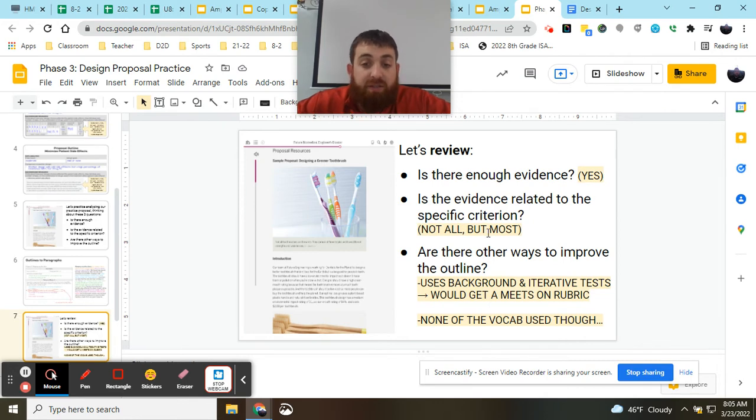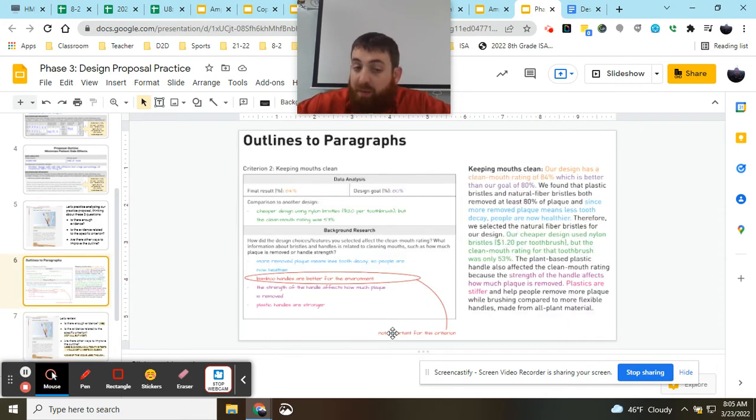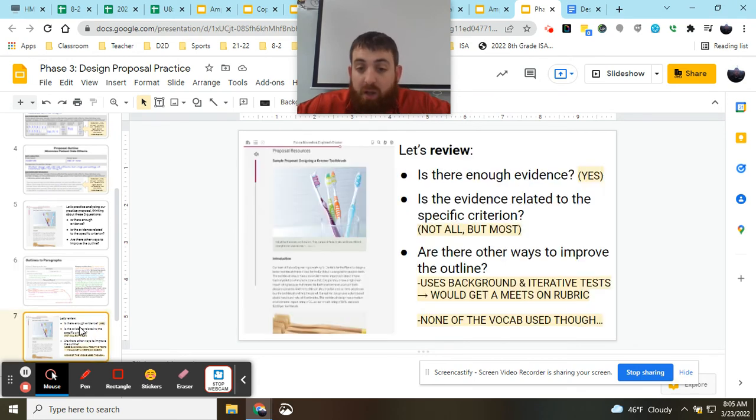Is the evidence related to the specific criteria? Not all of it, but most. So that red part there, they would have to leave out. They'd have to look at it and say, okay, this has nothing to do with my clean mouth criteria. So if you're pulling in information about the resistance level, but then you start talking about the cost, if the two don't relate, it shouldn't be in this section.